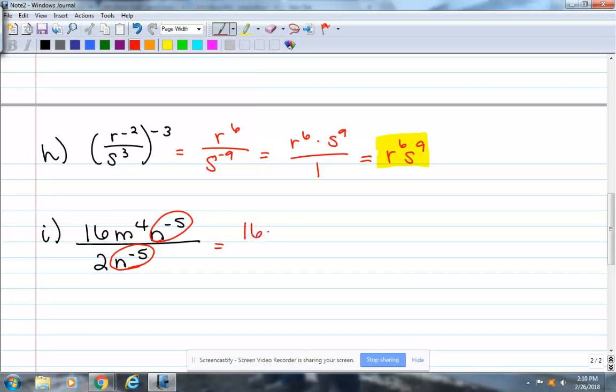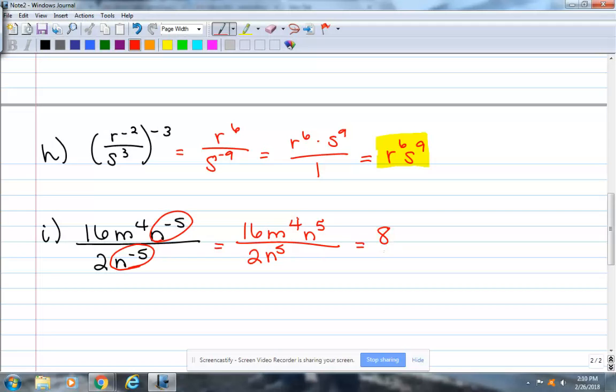So the 16 m to the 4th is going to stay in the same spot. The 2 on the bottom is going to stay in the same spot. I'm going to bring an n to the 5th to the bottom and an n to the 5th on top. Now we can simplify. Let's start with our numbers. What is 16 divided by 2? 8. So for numbers that don't have exponents, you just divide them. 16 divided by 2 is 8.